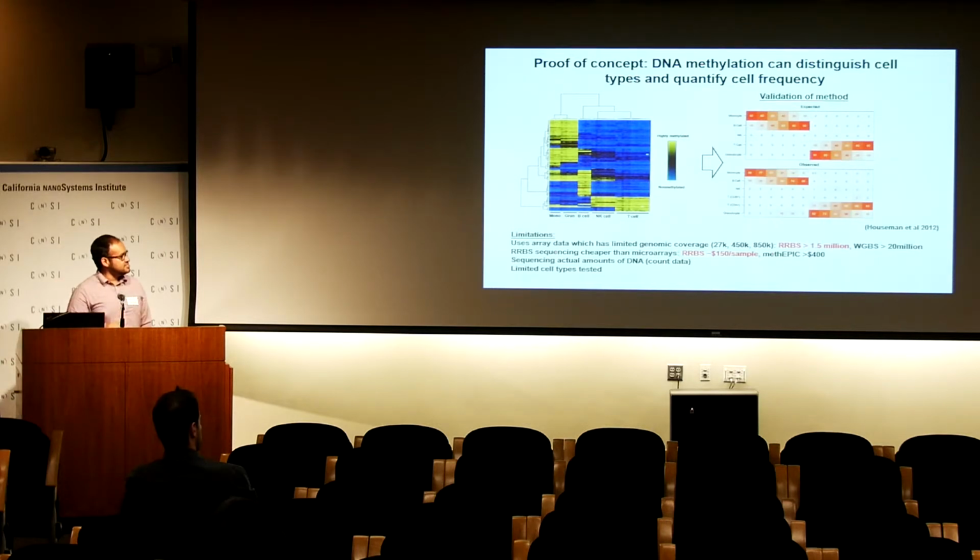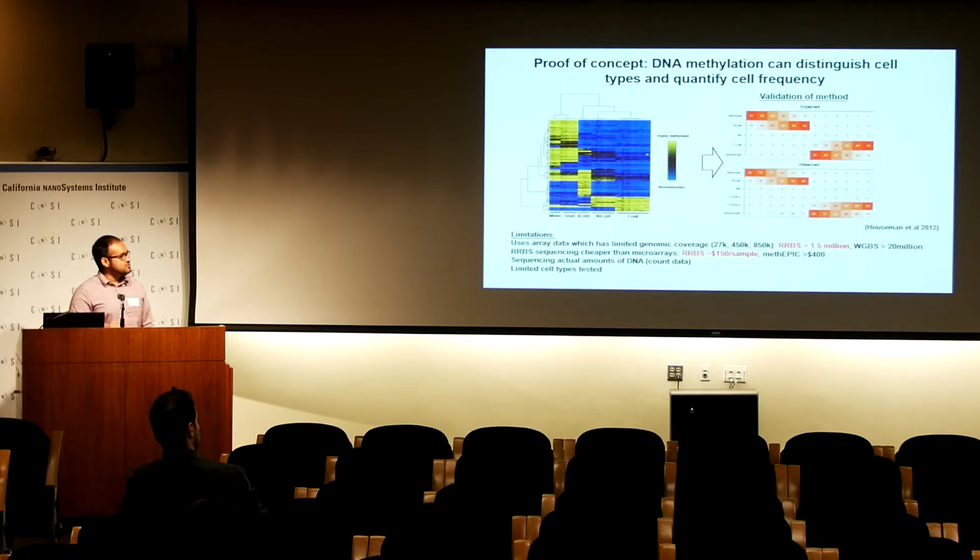However, some of the limitations of this study is that it uses array data. Array data are these microarrays for methylation, the CpG methylation, and has limited genomic coverage. I mean, this is also increasing. It started off with 27K, then 450K, now they have 850K. Whereas sequencing can provide much more CpG loci to begin with. And so the technique that I'll be using a lot here today is reduced representation bisulfite sequencing, which focuses more on CpG islands and gives you anywhere between 1.5 million to maybe up to 4 million CpG loci.